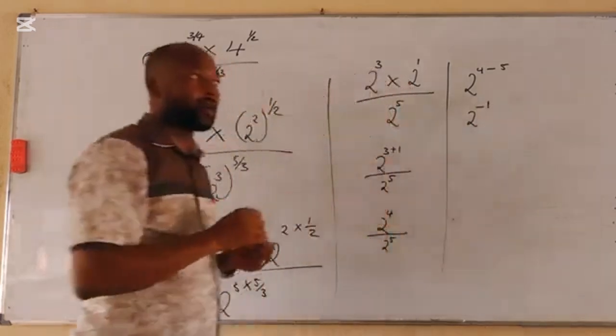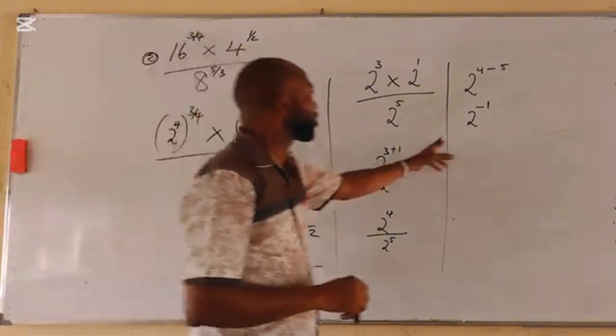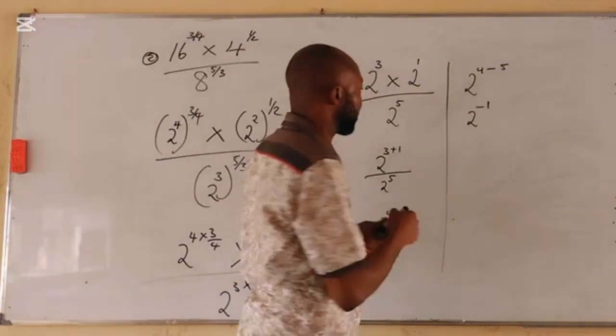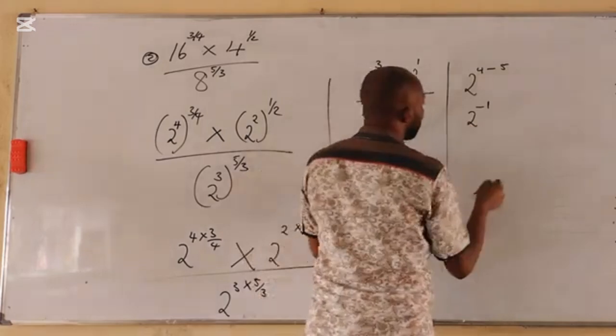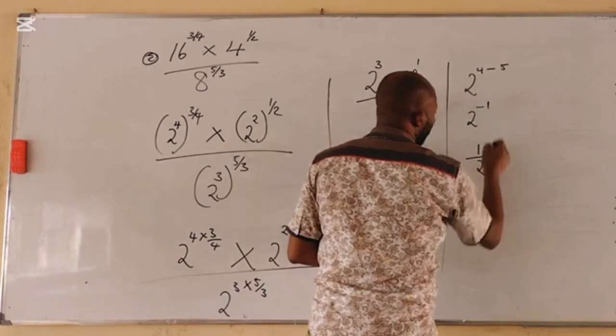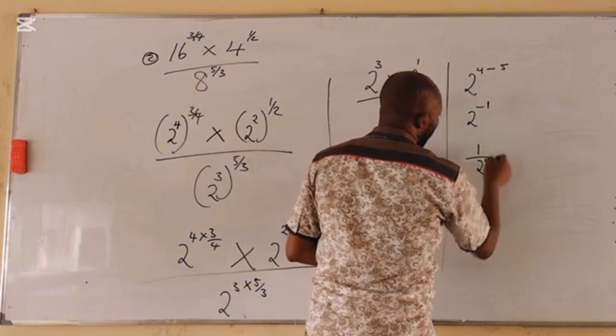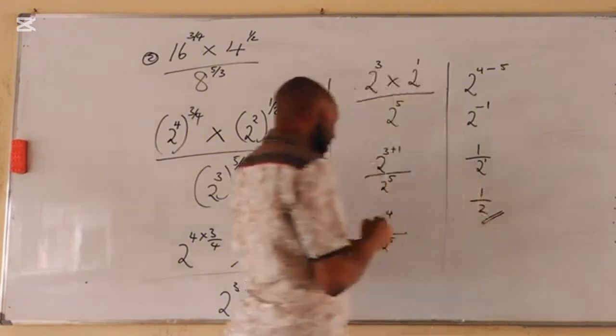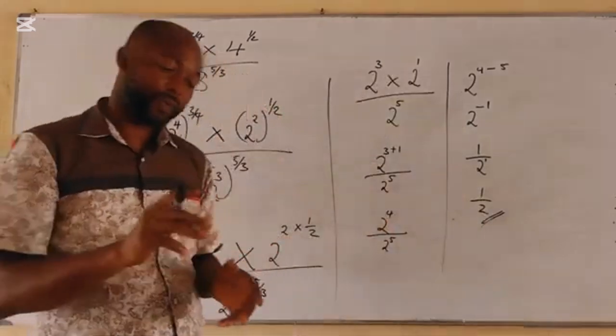Now, another law comes, the negative index. When a number is raised to a negative index, it is equal to the reciprocal of that number raised to the same positive index. So the reciprocal of this is 1 over 2 raised to the power 1. 2 raised to the power 1 is 2, so I have 1 over 2. So my answer is half.